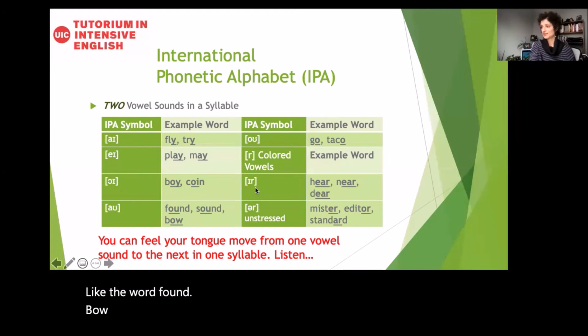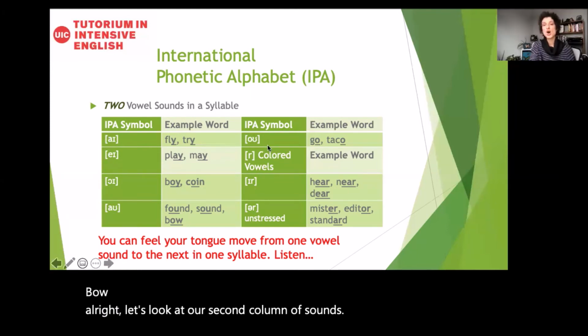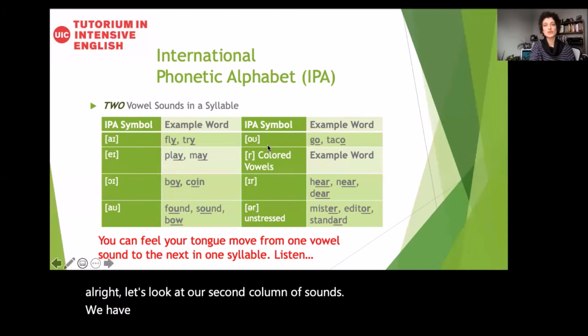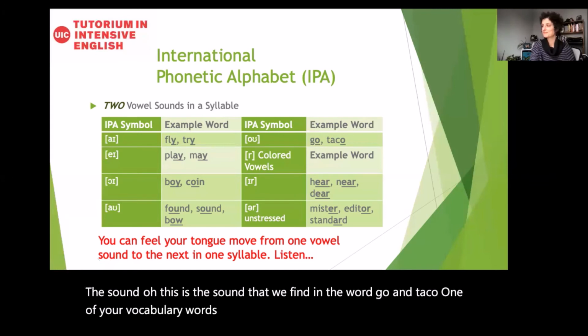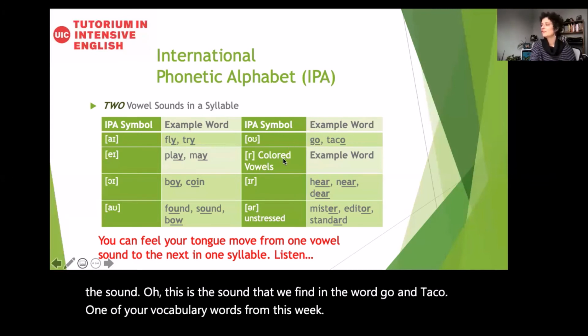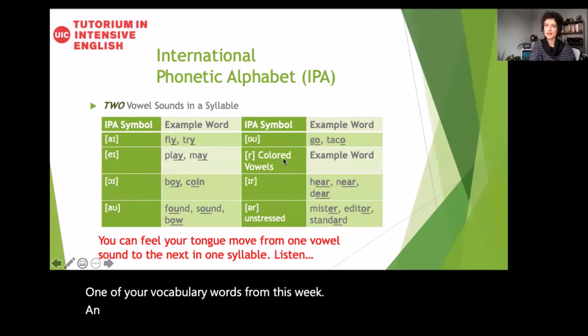All right, let's look at our second column of sounds. We have O, the sound O. This is the sound that we find in the word go and taco, one of your vocabulary words from this week. And a final special category of these vowel sounds are the R-colored vowels.